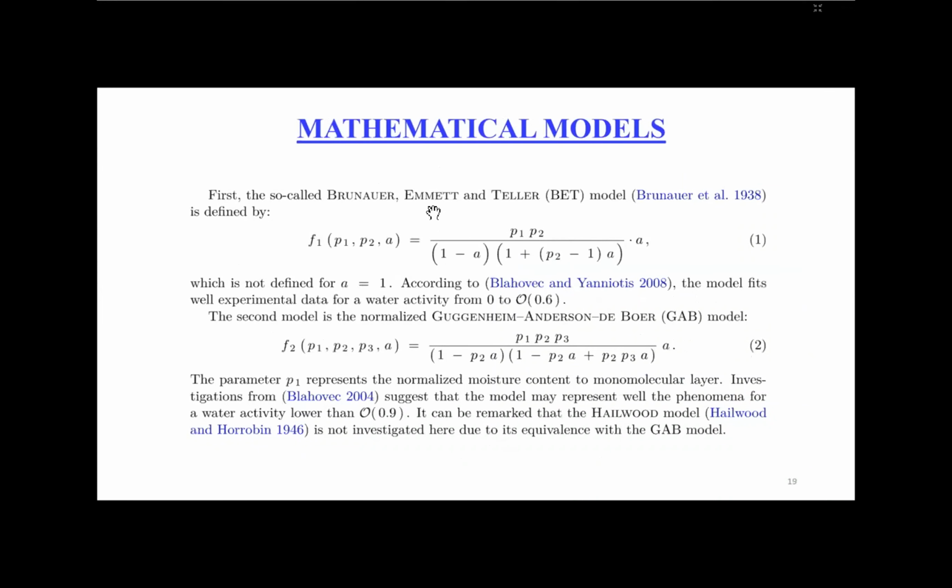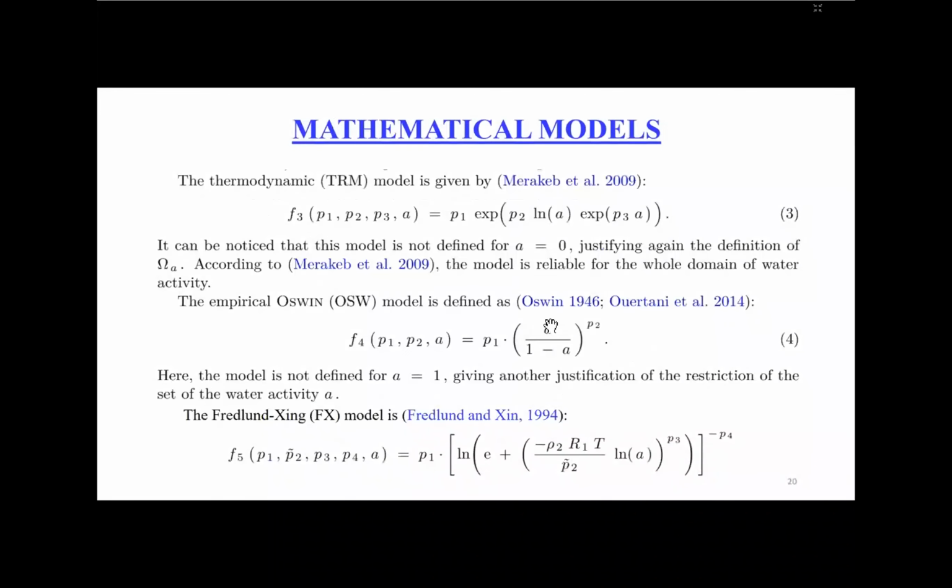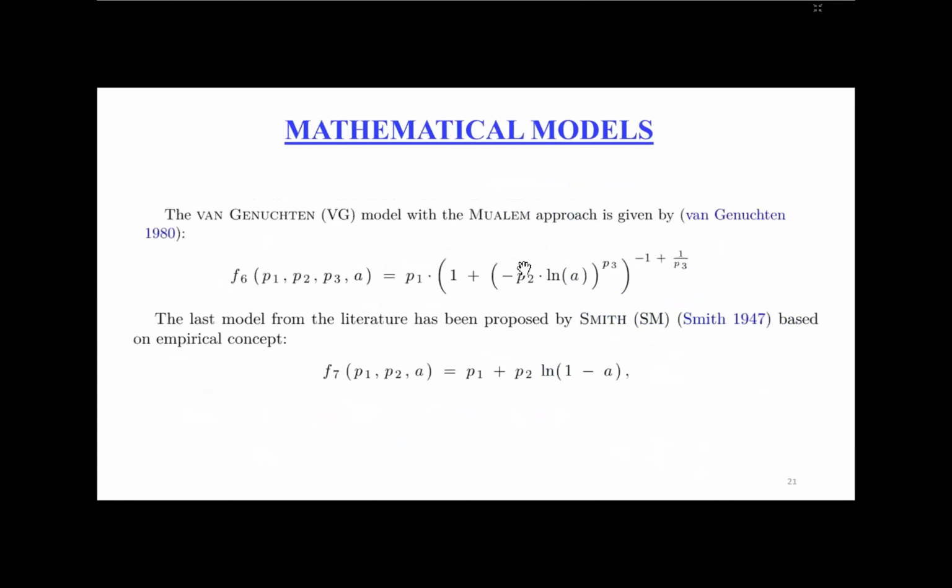The Brunauer-Emmett-Teller model is given in this form. It has 2 parameters. The Guggenheim-Anderson-de Boer model has 3 parameters. The thermodynamic model also has 3 parameters, and it's given by this expression. The empirical Oswin model has 2 parameters. The Fredlund-Xing model has 4 parameters. The Wangen-Nurstens model has 3 parameters. And one additional model based on the literature was this one by Smith, with 2 parameters.